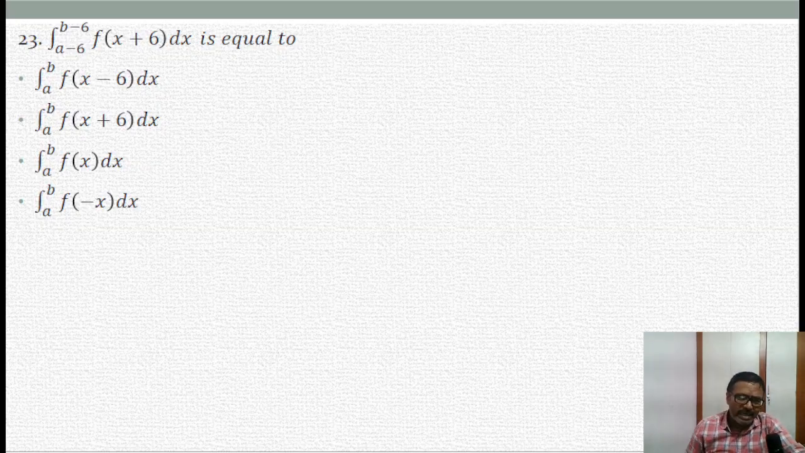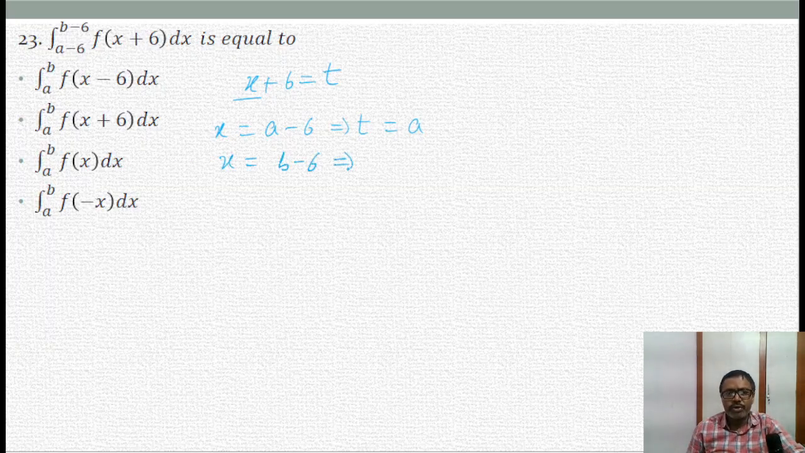So this indicates we'll go by the substitution method. That is the easiest way. By substituting x plus 6 is equal to t, easily we are going to get the solution for this. Then change the lower limit: when x is equal to a minus 6, tell me what t you are going to get. Put a minus 6 here, minus 6 plus 6 cancels, t is equal to a. Upper limit: when x is equal to b minus 6, t is equal to b.